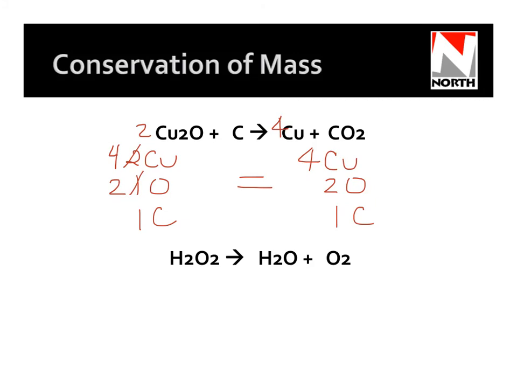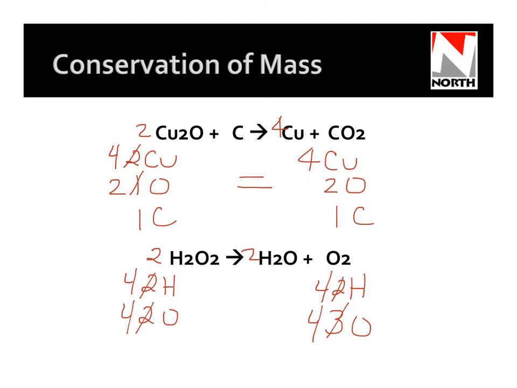Okay, so first thing I want to do is I have 2 hydrogen on this side and 2 oxygen. On this side I have 2 hydrogen but 3 oxygens. Okay, so I can probably start off by, let me think here, maybe putting a 2 here, so that's 4, and 1, 2, 3, 4 of those. And then if I put a 2 here, that gives me 4 and 4 of those. So good, yeah, balanced, awesome.